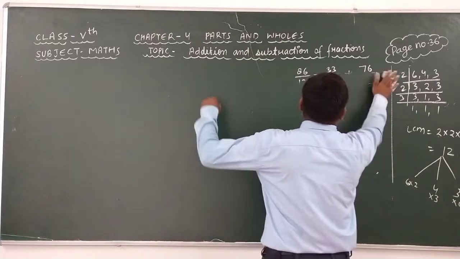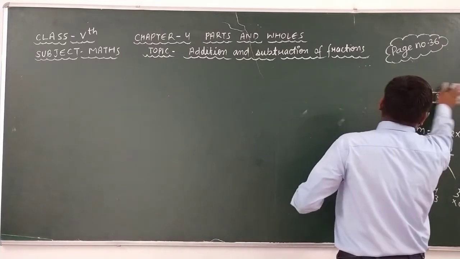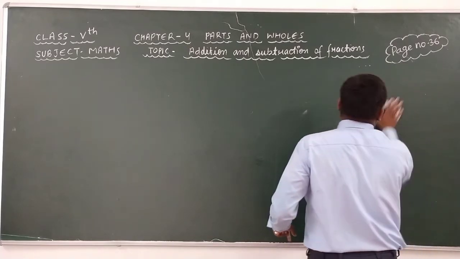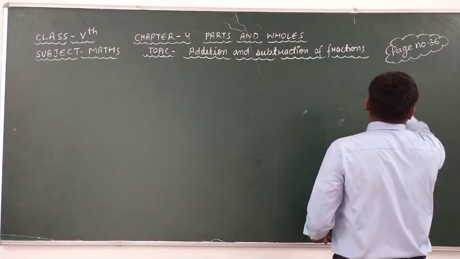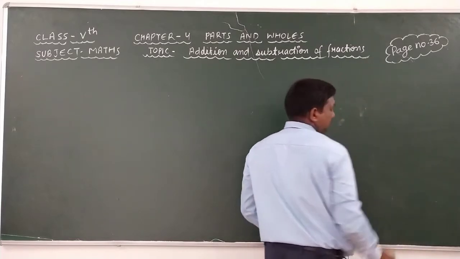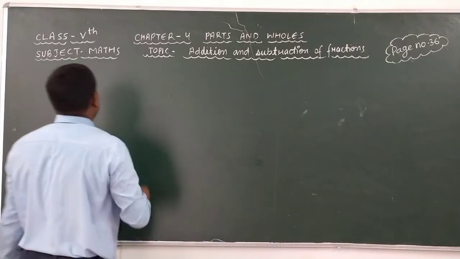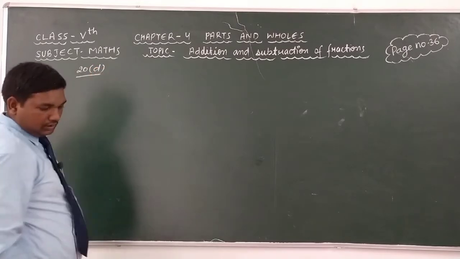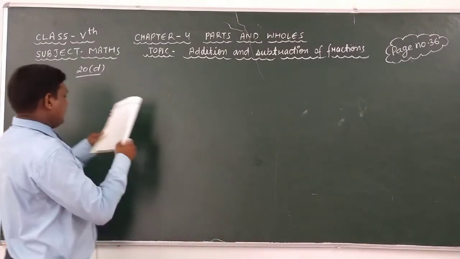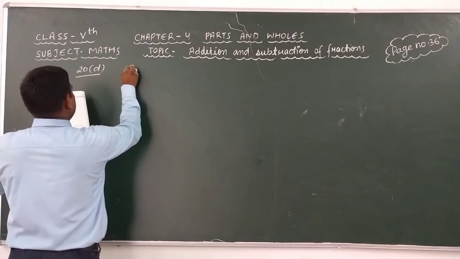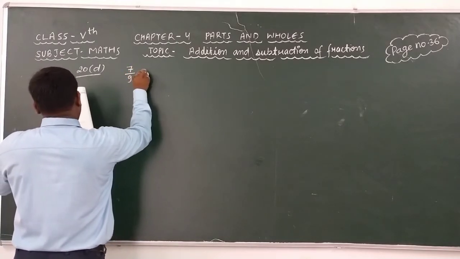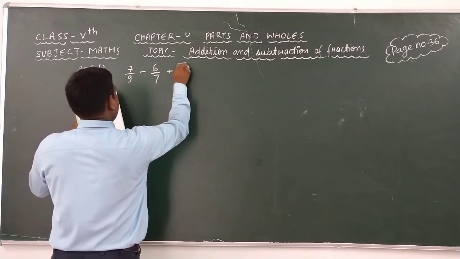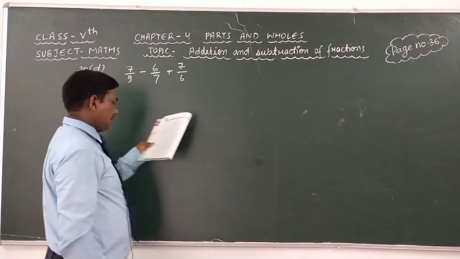Okay, students, now let's start the last part of these questions. Question number 20 of D. In this question, they have given 7/9 minus 6/7 plus 7/6.